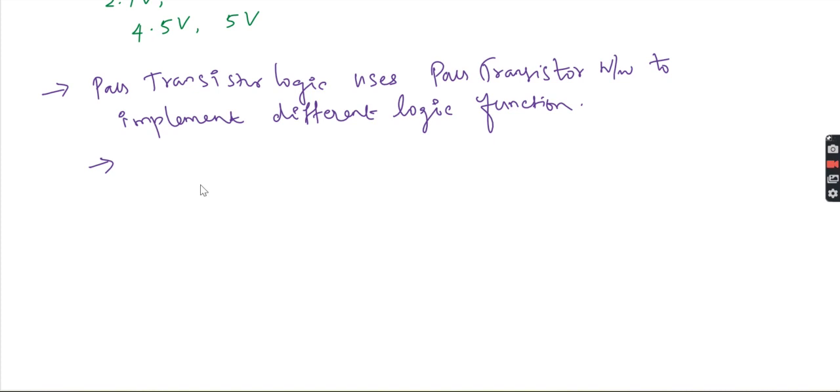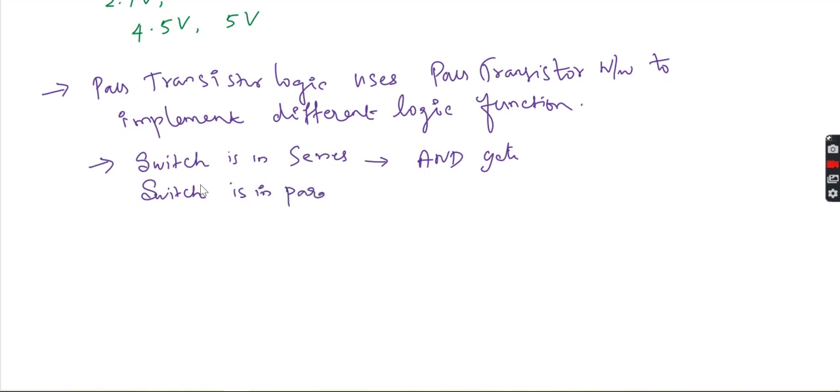So with the help of the pass transistor network, we are going to implement different logic functions. Here, combinations of AND: pass transistor switches in series connection will be an AND gate in the pass network. Then when the switches are in parallel connection, that is an OR gate structure.